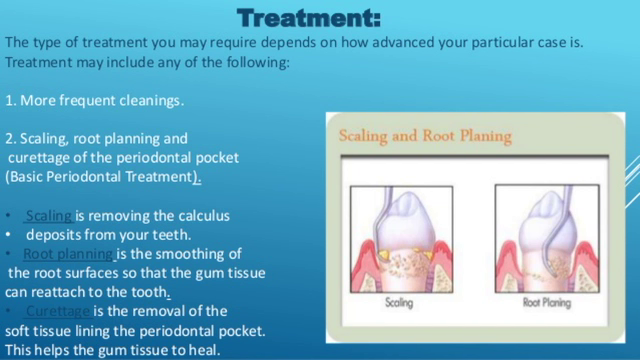Now the treatment is scaling and root planing, curettage. Root planing is basically the smoothing of the root surfaces so that the gum tissue can reattach to the teeth. Curettage: there are hand instruments available, hand curettes, posterior curettes and anterior curette instruments that can be used, and it is the removal of the soft tissues that are lining the periodontal pocket. This helps the gum tissue to heal more easily.